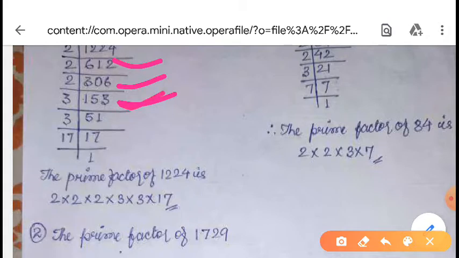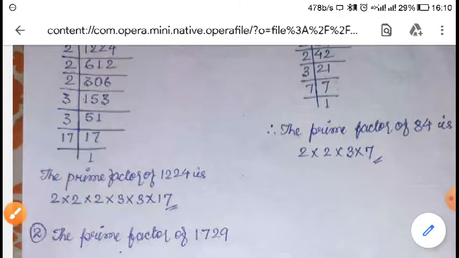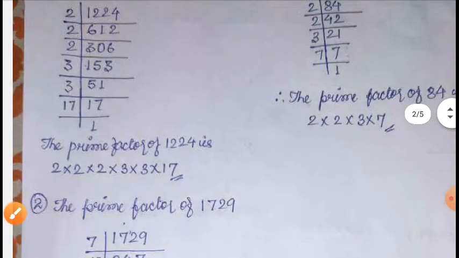So it will be 3. Again it has become here 17. So 17 will not come in any other table, so you have to directly write 17 into 1 is 17. So again you can write the prime factor like this.